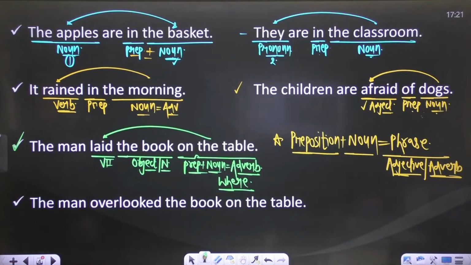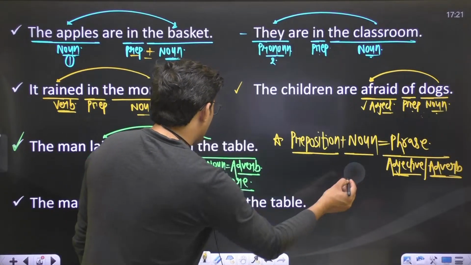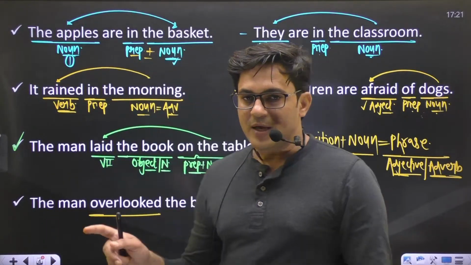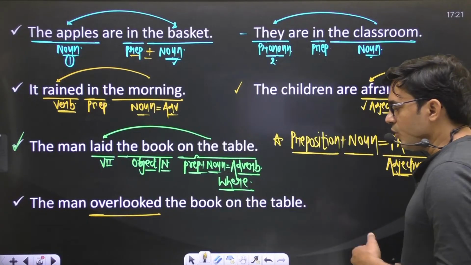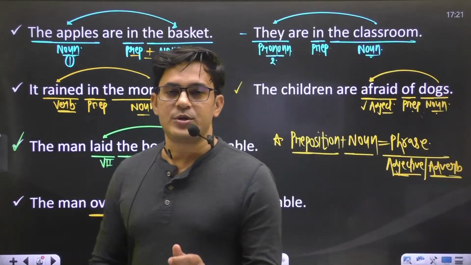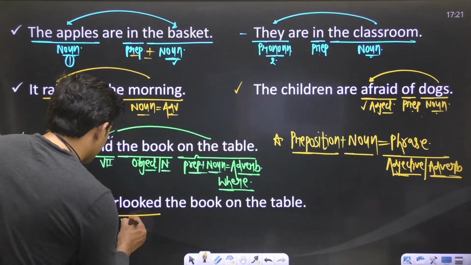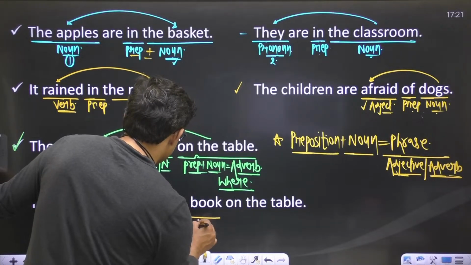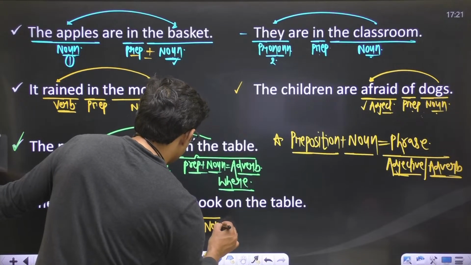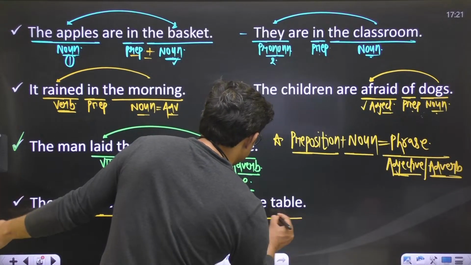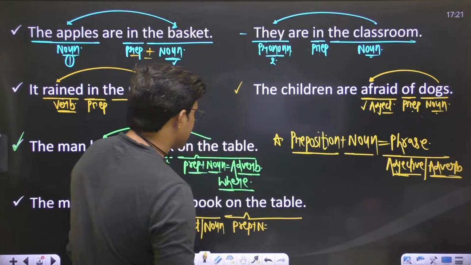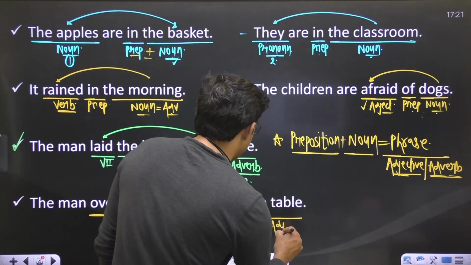Sentence is okay, right? Again, in the next sentence, the man overlooked the book on the table. The meaning of overlook is to ignore, right? Here the verb we have is overlooked, and this one is object, or you can say this one is noun. Okay, again this preposition plus noun becomes a phrase, and this phrase acts as an adjective here.